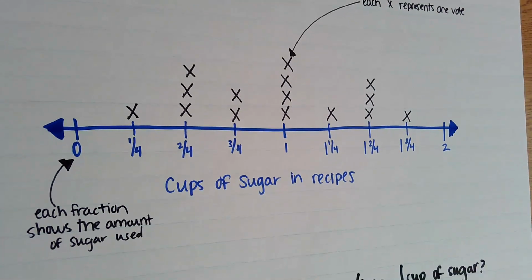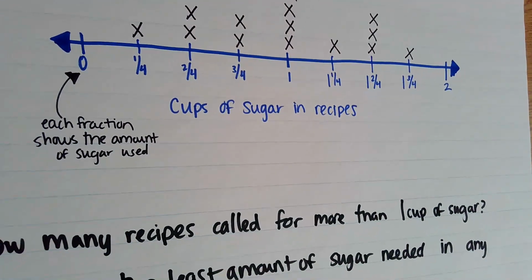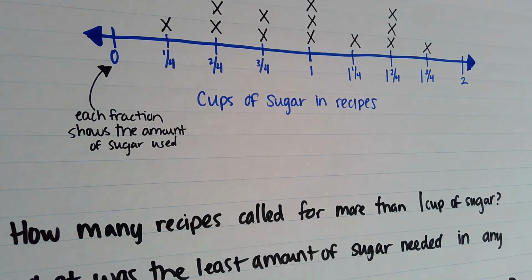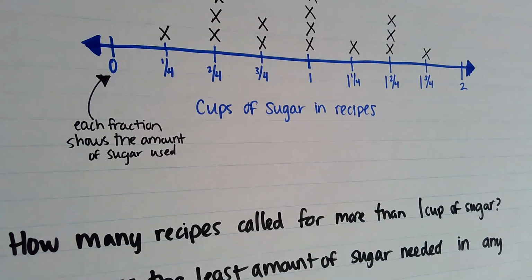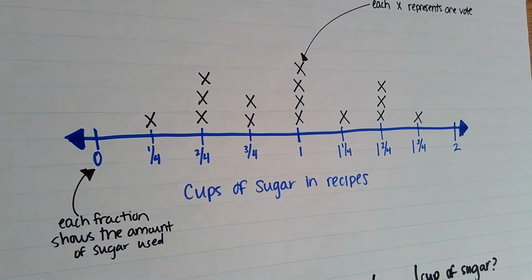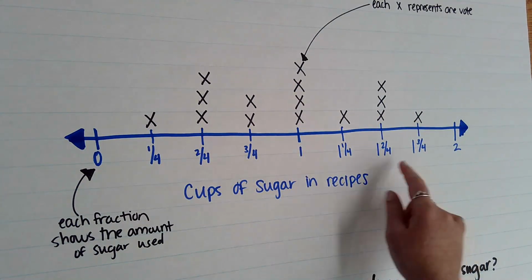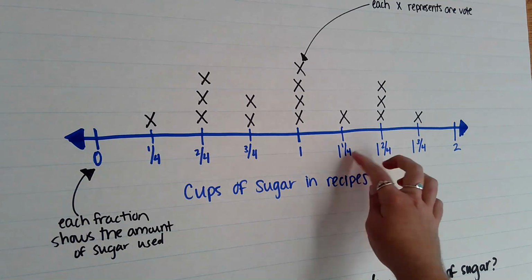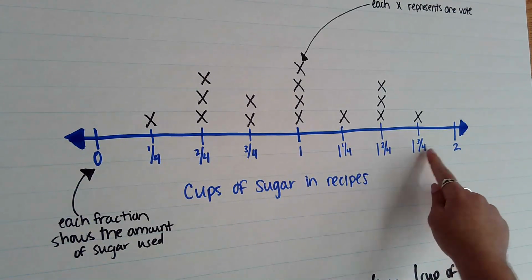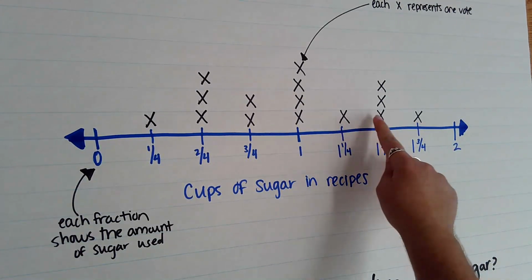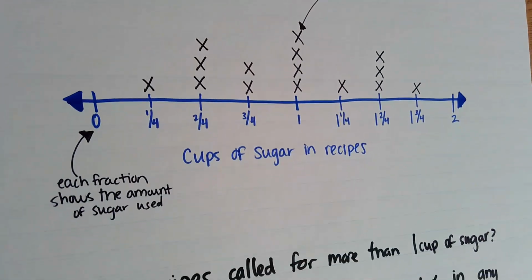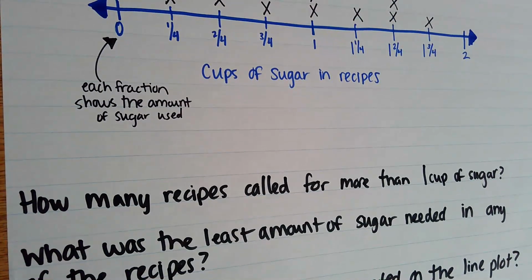One thing that we also look at when we're talking about line plots is different types of questions as far as interpreting the data from the line plot. One question might read, how many recipes called for more than 1 cup of sugar? So what we would have to do in that problem is look at all of the amounts that are greater than 1 cup, starting at 1 1/4, 1 2/4, 1 3/4, and then 2 whole cups. We have 1, 2, 3, 4, 5 votes, or 5 recipes, that used more than 1 cup of sugar.